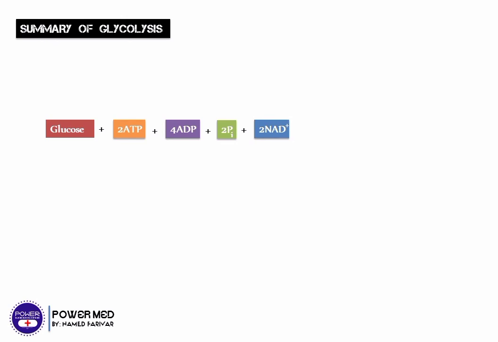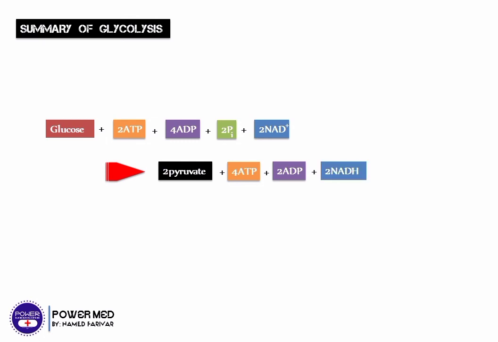2 NAD in step 6 also. Which give 2 molecules of pyruvate in step 10, 4 ATPs, 2 in step 7 and 2 in step 10, 2 ADPs, one in step 1, the other in step 3, 2 NADH in step 6, and also 2 hydrogen ions, also in step 6, and 2 molecules of water in step 9.